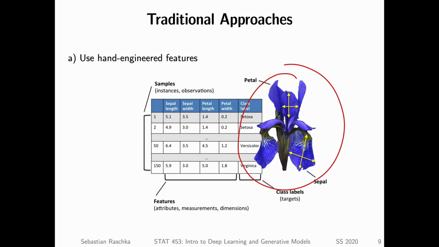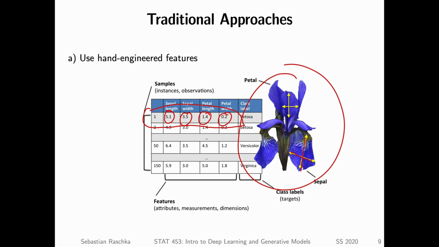But instead of having a data set of these images, what people did is they took measurements. So for example, here they measured the sepal length, sepal width, petal length, petal width, all in centimeters. So for one flower, they had these measurements as values, and they were then fed into the machine learning algorithm. But this, of course, requires domain knowledge, because for different problems, different properties are important.